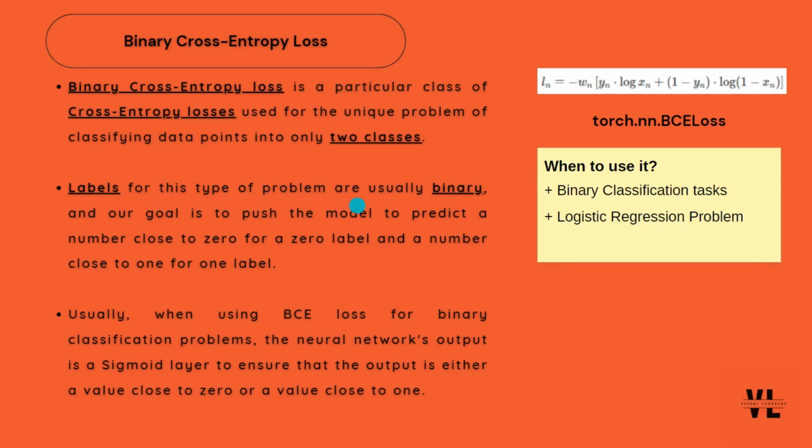Labels for this type of problem are usually binary, and our goal is to push the model to predict a number close to zero for a zero label and a number close to one for a one label. So the labels for a binary classification problem might be either zero or one, and we want our model to predict a number close to zero when our label is actually zero, and a number close to one when our label is actually one.